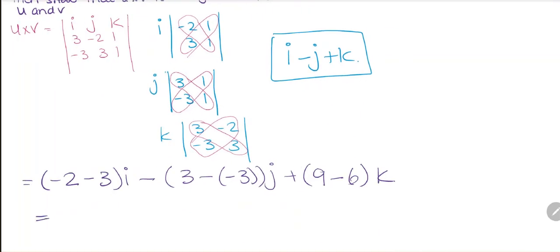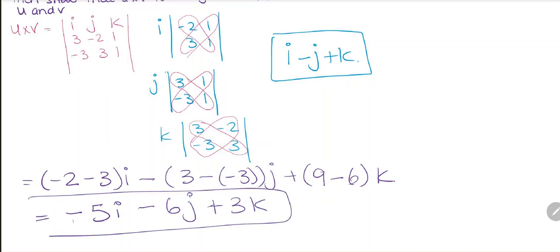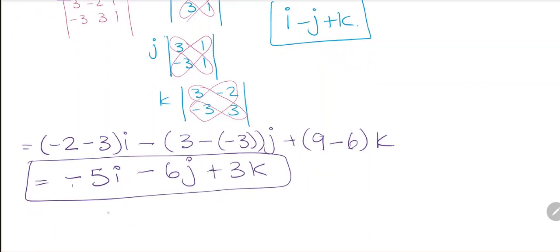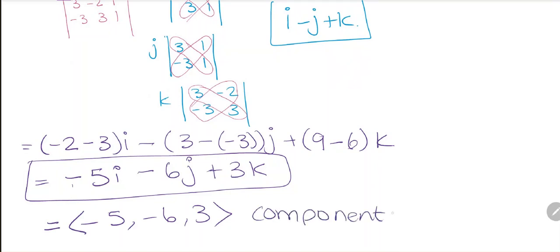So we're just going to simplify. So minus 3, minus 2, minus 3. This is going to be minus 5, and so that's minus 5i. So minus, and we've got 3 plus 3, which is 6, so it's going to be minus 6j. And then we've got a plus, but we've got 9 minus 6, which is 3, so that's plus 3k. Now we're going to write this in component form. So this is going to be minus 5, minus 6, and 3. So this is component form.